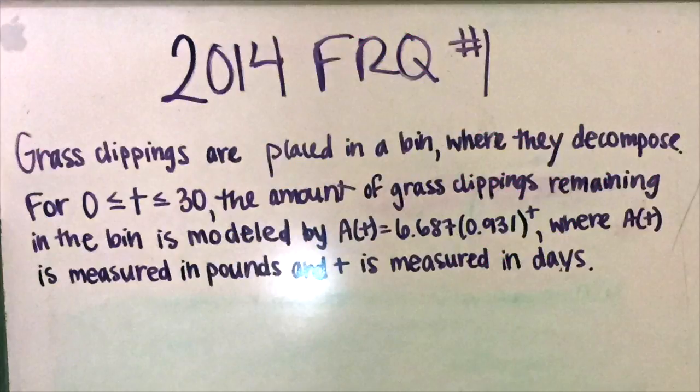This is the 2014 FRQ number 1. The problem reads, grass clippings are placed in a bin where they decompose. For the interval 0 to 30, the amount of grass clippings remaining in the bin is modeled by A of t equaling 6.687 times 0.931 to the t, where A of t is measured in pounds and t is measured in days.